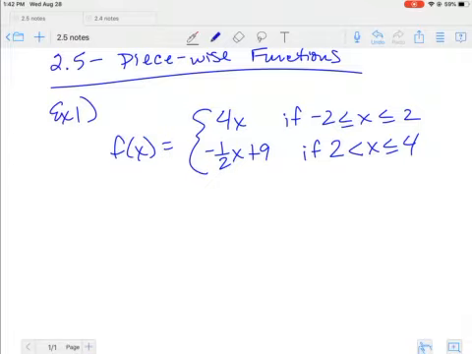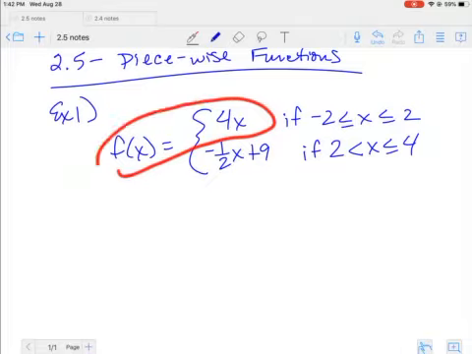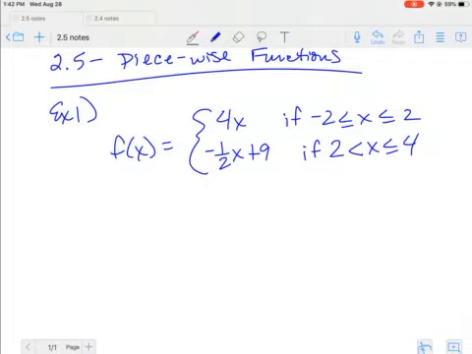So the only time that 4x is valid, the y is equal to 4x is valid, is if my x values are between negative 2 and 2 inclusive. So if it's between negative 2 and 2 inclusive, then we're good to go. All right, so this is what we would like to see.